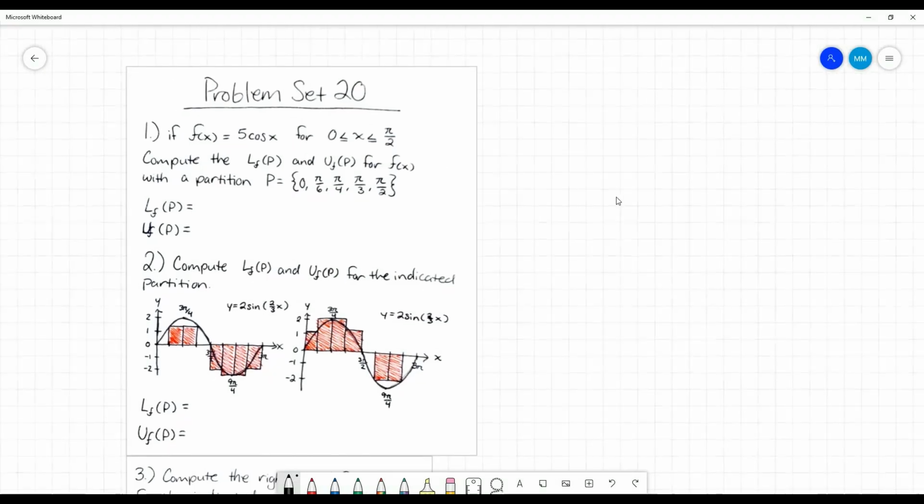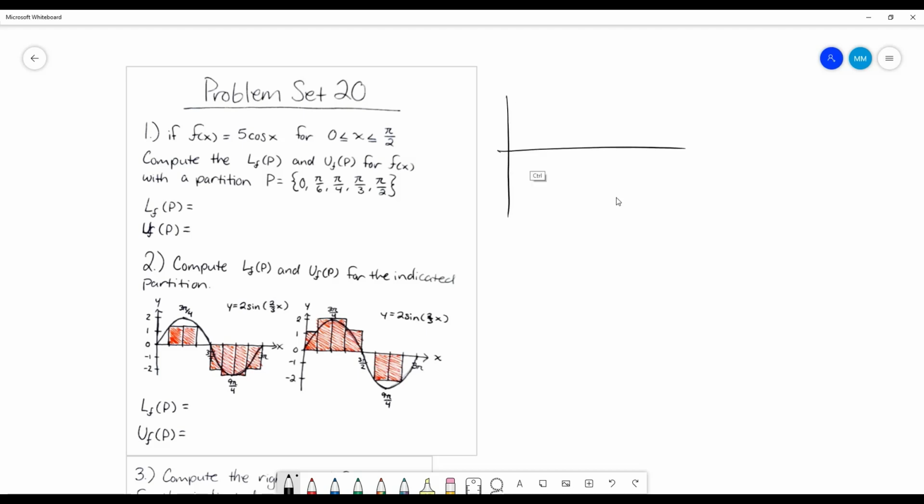All right, problem set 20. So this first question says that f of x equals 5 cosine of x for 0 to pi over 2. And they want us to complete our lower sum and our upper sum for the function with the given partition. Okay, so we first might just sketch this out so we can get a picture for what this looks like. I know cosine typically looks something like this, right?